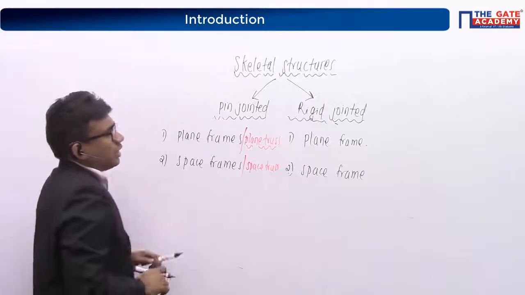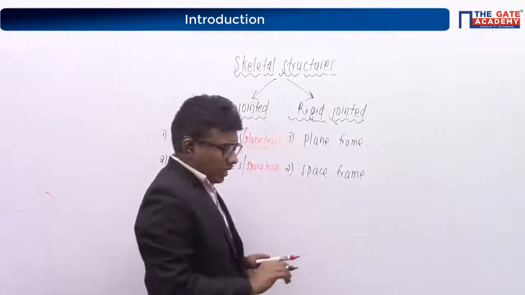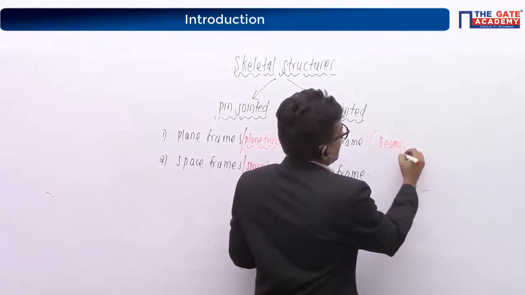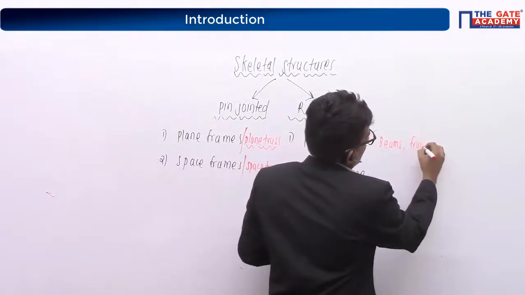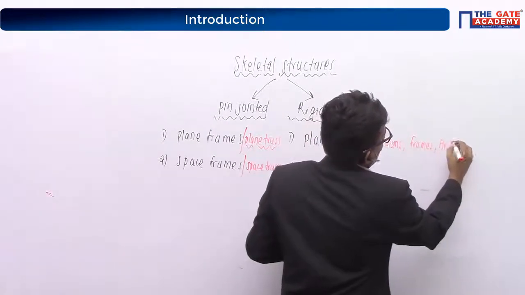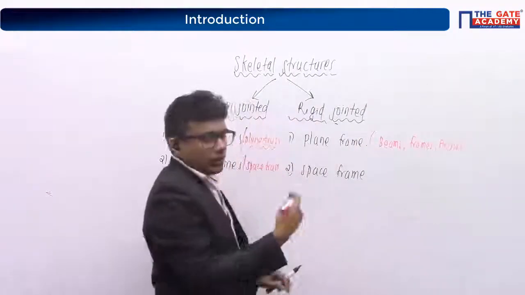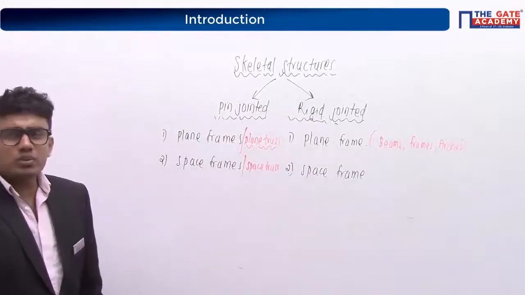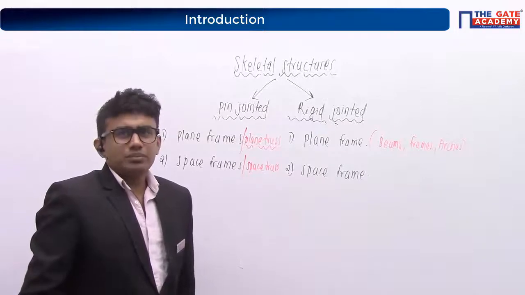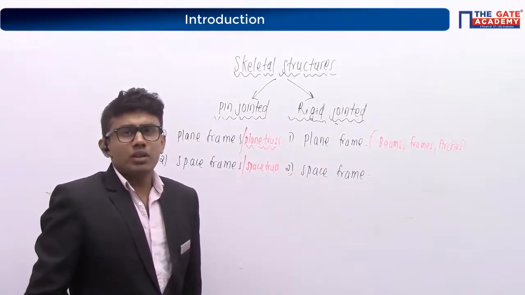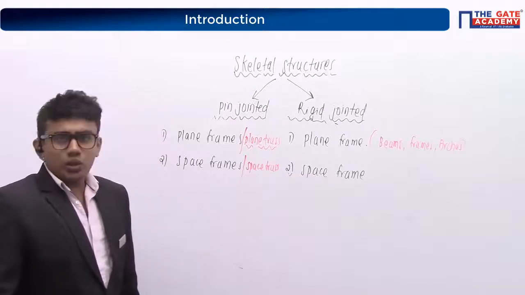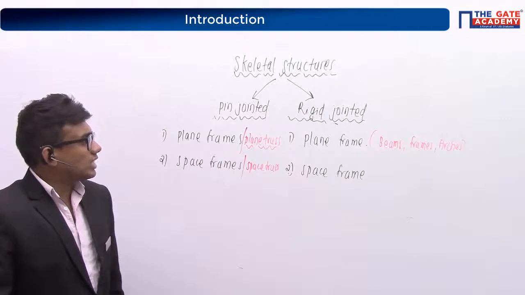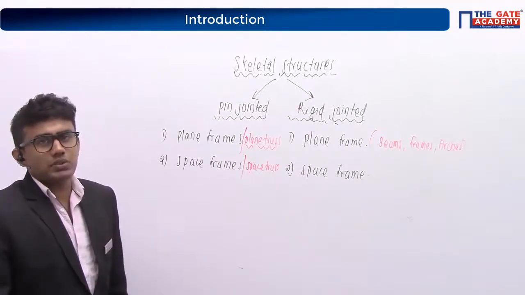Coming to your rigid jointed plane frame, you will be having beams there, you will be having your frames there, you will be having arches there. Different classifications or different types of structures are available there, like beams, frames, arches, etc. Alright? Fine, you can note this down: pin jointed plane frame, pin jointed space frame, rigid jointed plane frame and rigid jointed space frame.